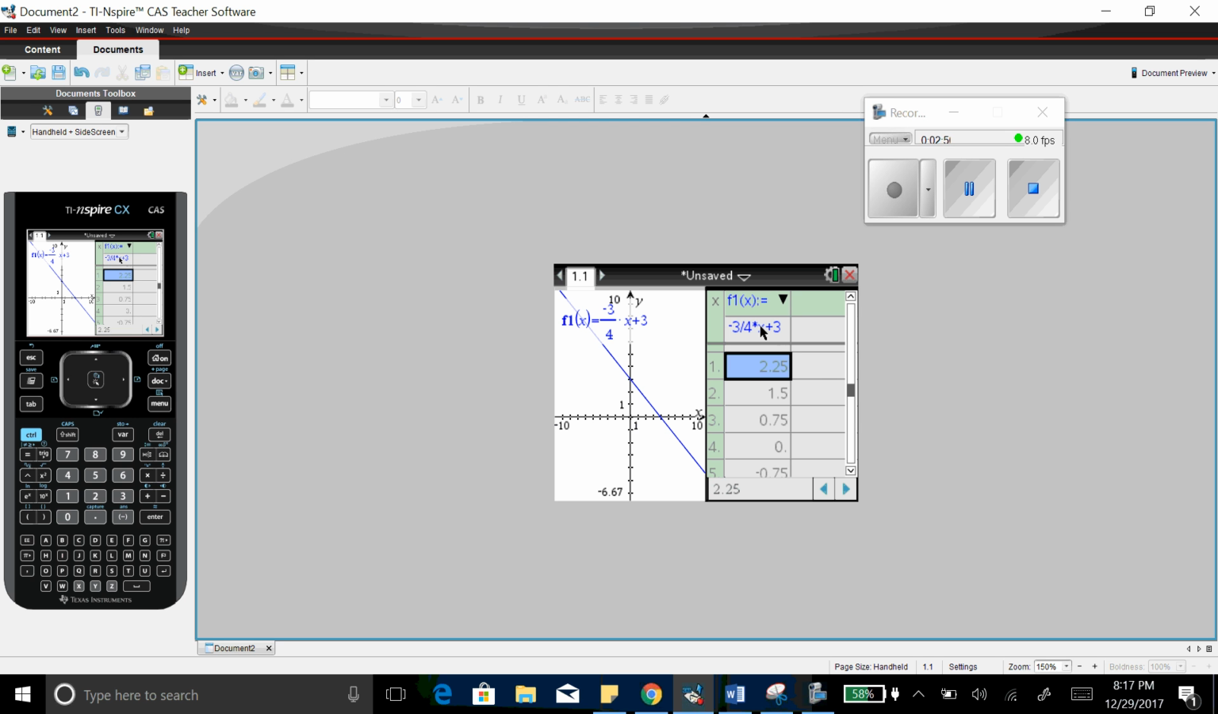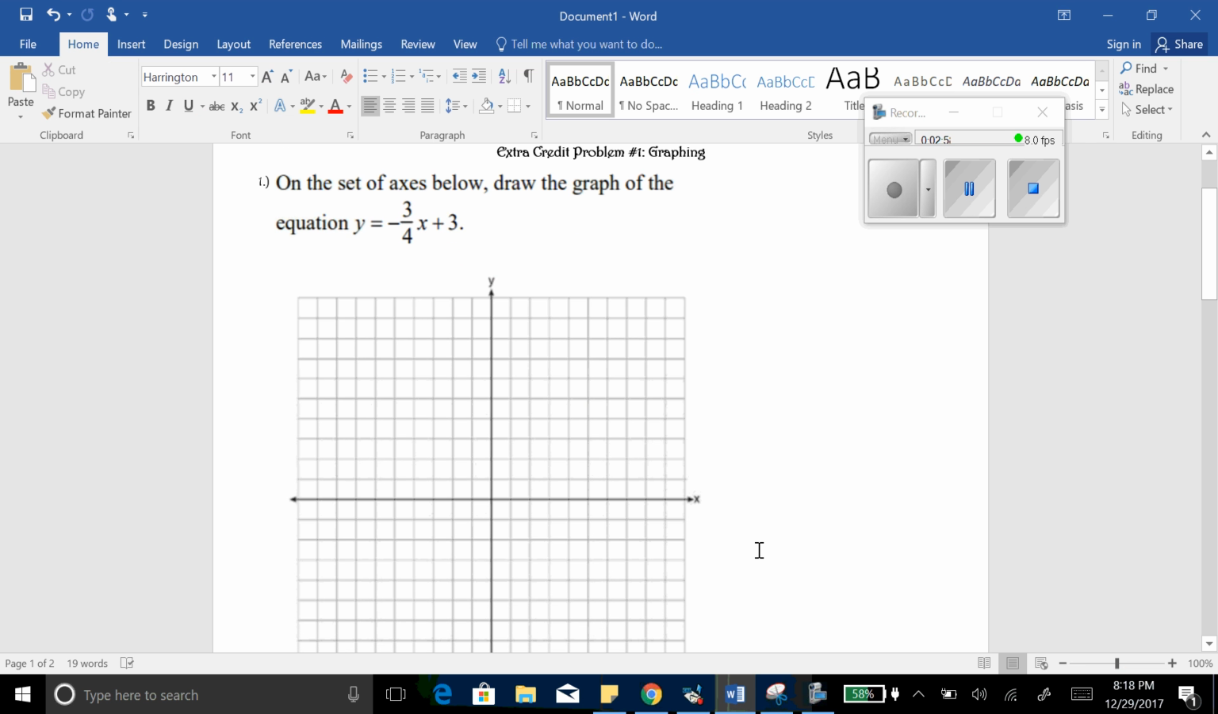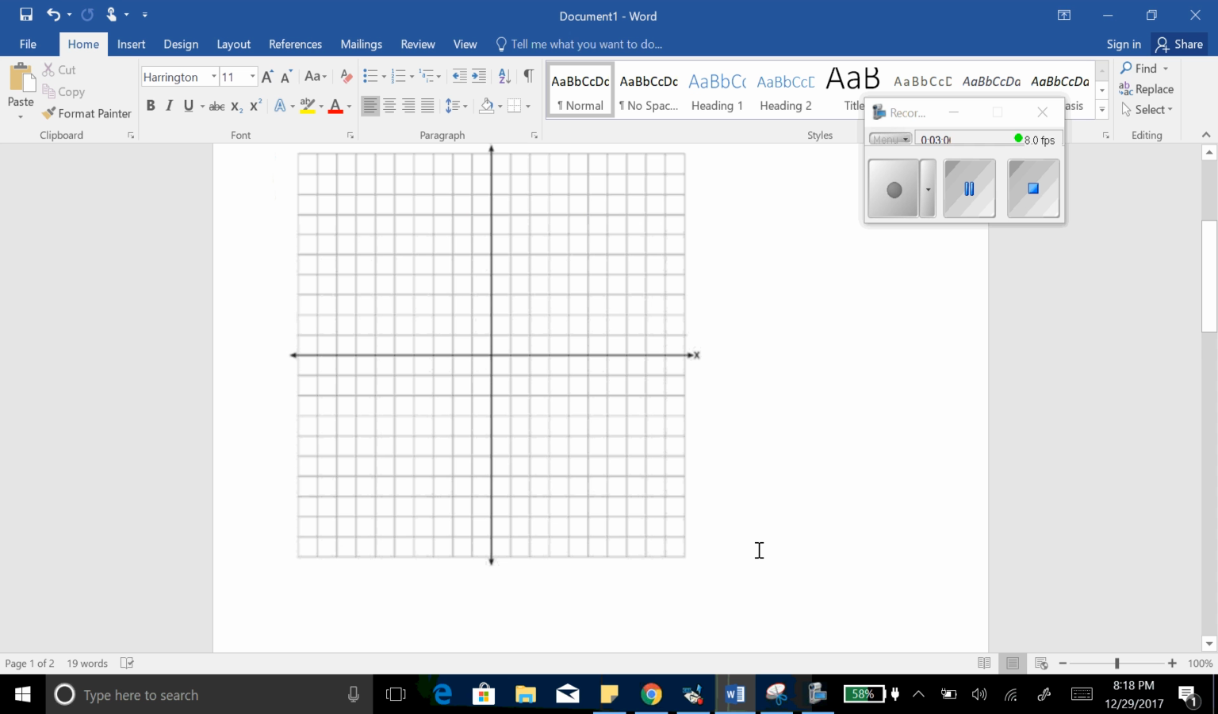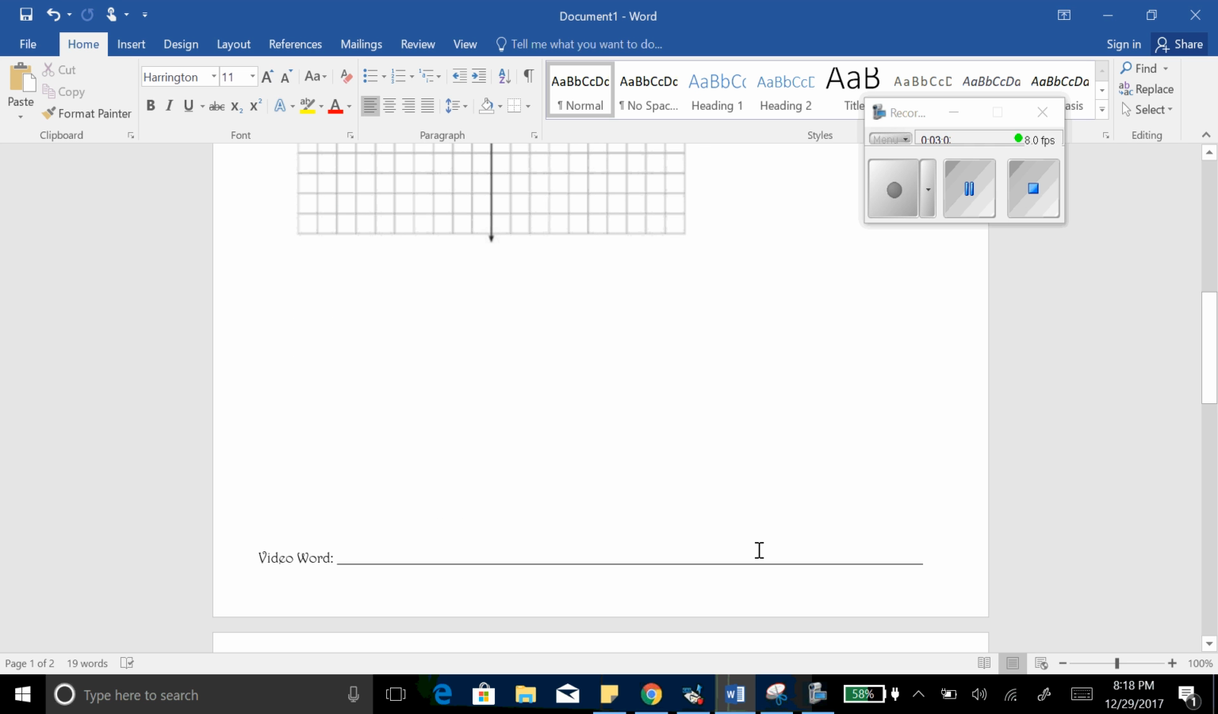At this point, I want you to stop your video, and I want you to go ahead and answer the first question on your extra credit, which is just to graph the equation on the set of axes below. Then at the bottom, it asks you for the video word. The video word for the first problem is blue. So write the word blue on that line. This tells me that you actually listened to the video and you didn't just do the problem.